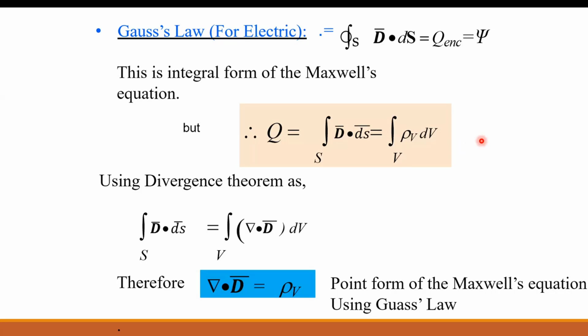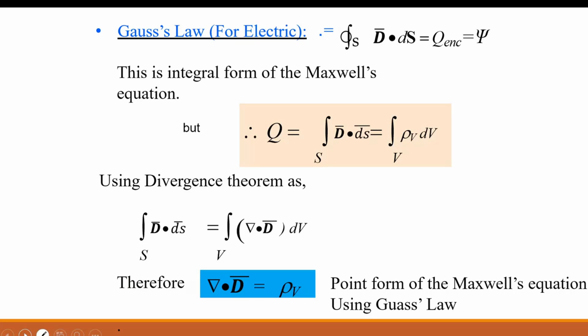Now to reduce this law, we are using the divergence theorem. According to the divergence theorem, surface integration is equal to volume integration. So we can write the closed surface integration of D dS is equal to the volume integration of del dot D into dv. Equation number 2.